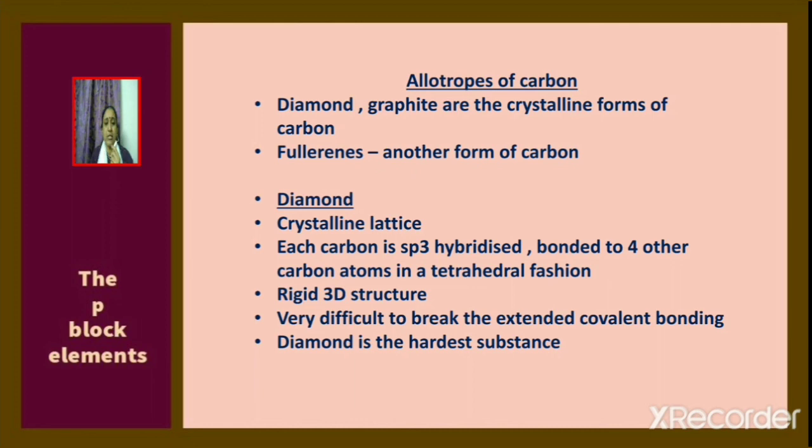Consider diamond. It has a crystalline lattice. In diamond, each carbon is sp3 hybridized and each carbon is bonded to 4 other carbon atoms in a tetrahedral fashion. So diamond has a rigid 3-dimensional structure. It is very difficult to break the extended covalent bonding in diamond. So diamond is the hardest natural substance.